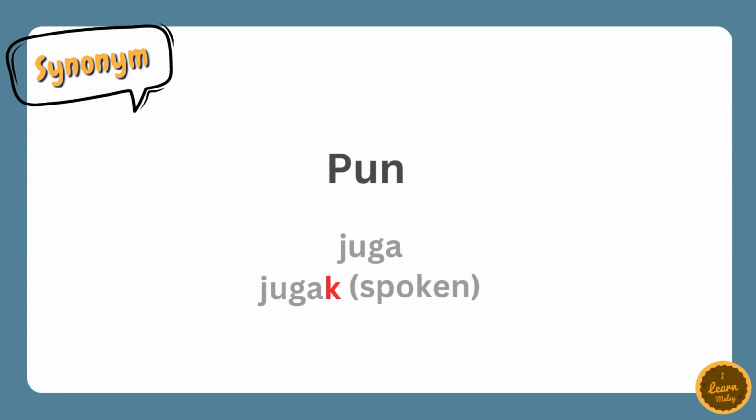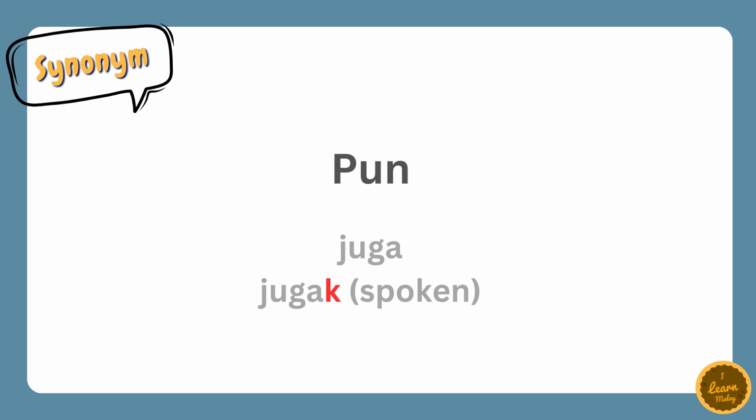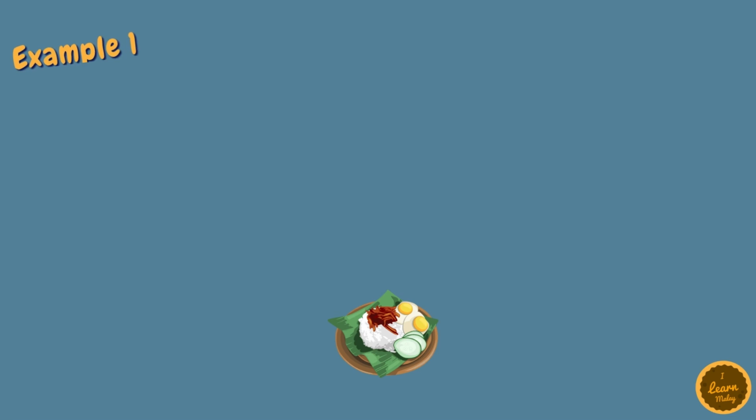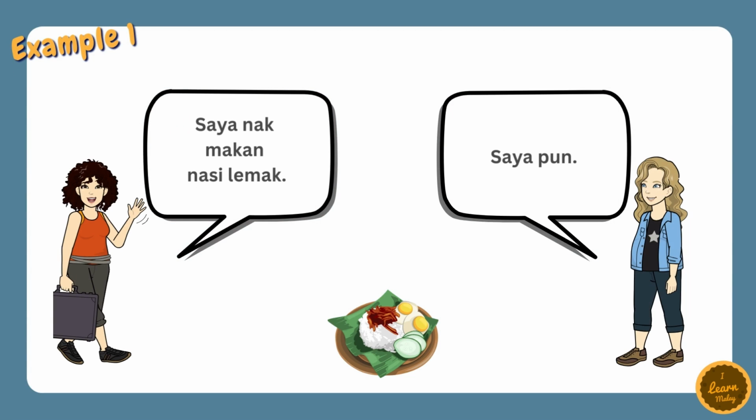Pun also has a synonym which is juga. And in spoken Malay, juga is commonly pronounced as jugak, with an added K at the end. This is the first meaning of pun. Let's see how we can use this type of pun in spoken Malay.